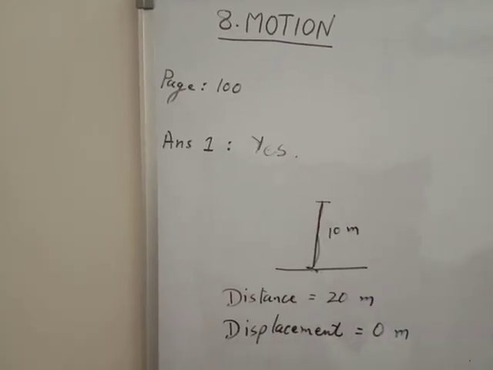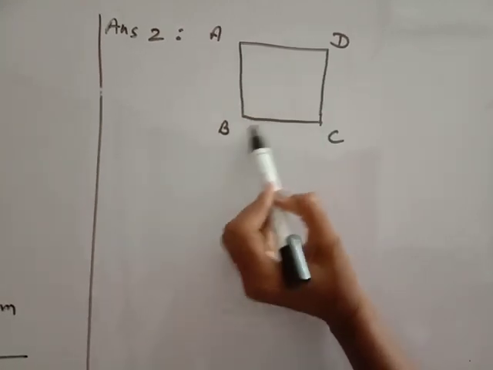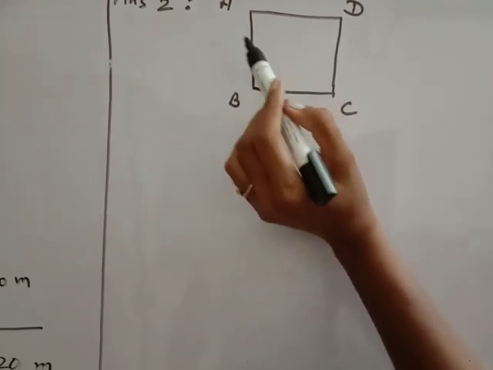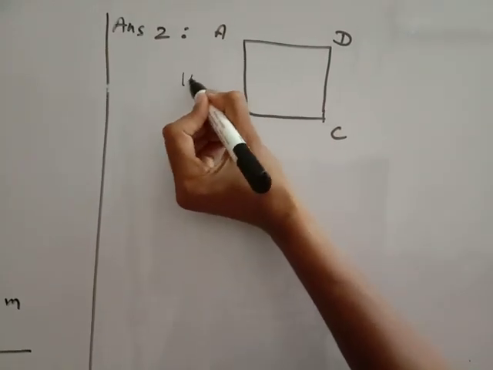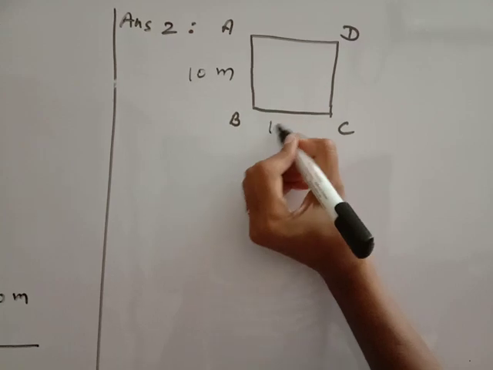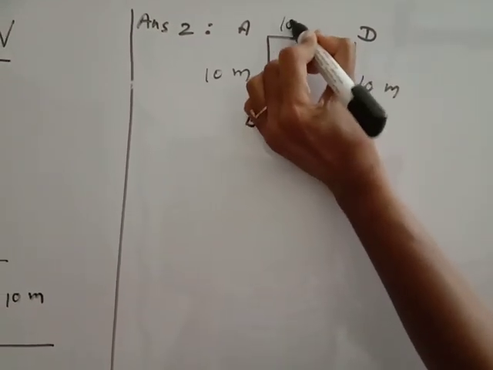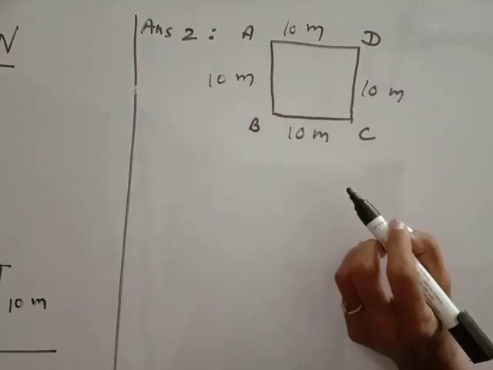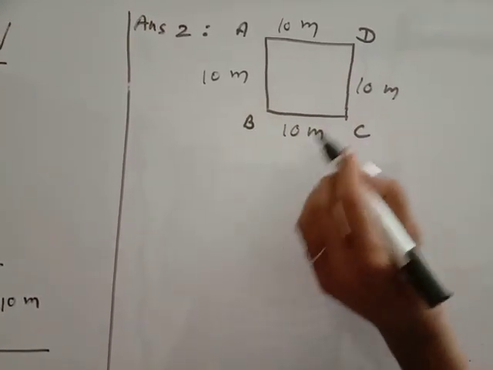Question number 2. In this question, there is a square field. Let us give the names A, B, C and D. Each side is of 10 meter. So what is the perimeter of this field? 10 plus 10 plus 10 plus 10, that is 40 meter.